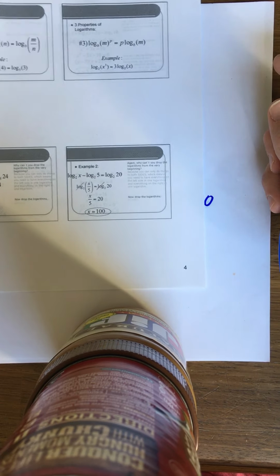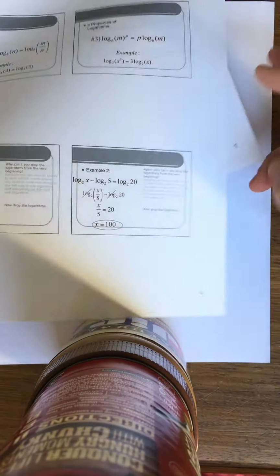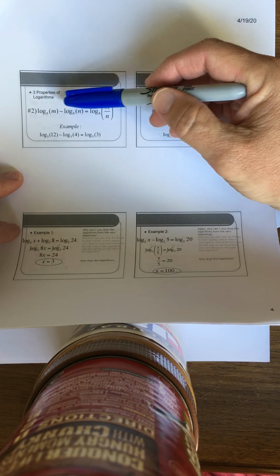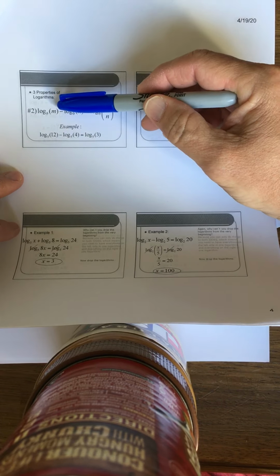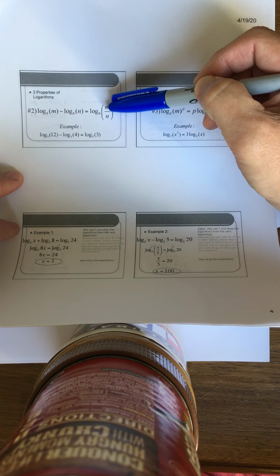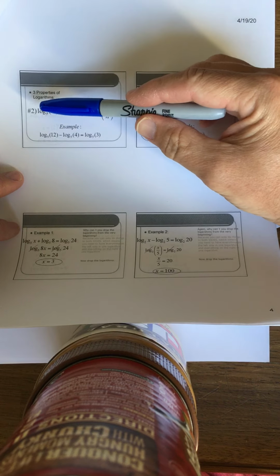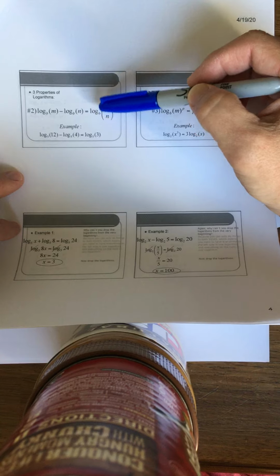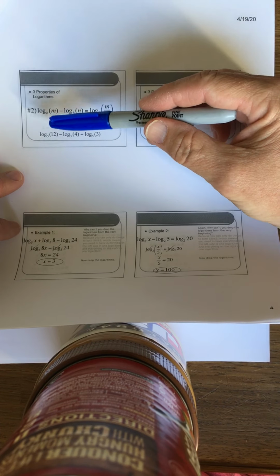Now, the second property of logarithms that you got to know is right here. It's log base b of m minus log base b of n. If it's subtracting 2 logarithms, you can combine them by dividing those pieces. That'd be m over n in that logarithm. Notice when you combine the logarithms, the bases do not change. You don't mess with that. You just keep it as log base 5, log base 3, whatever.